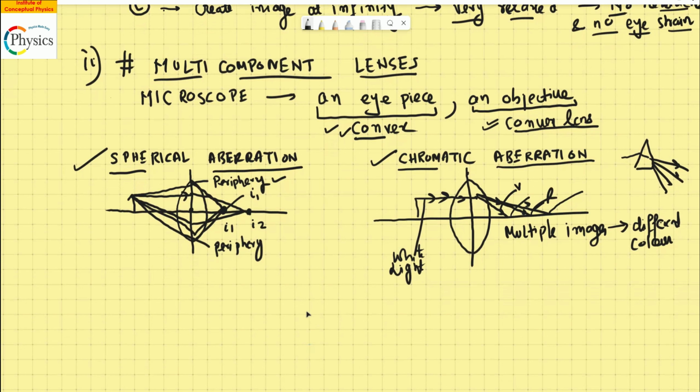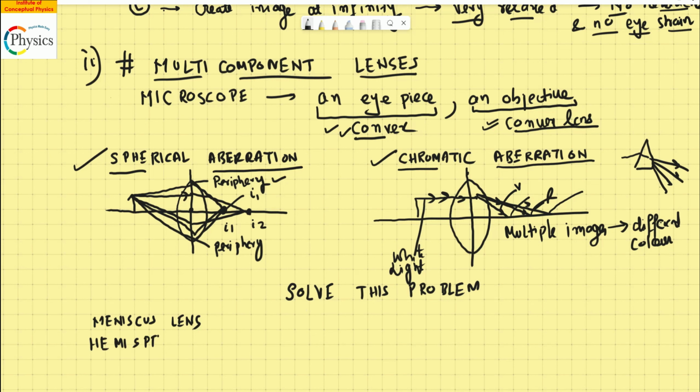Now scientists found a way to solve this problem. How did they solve it? In the case of spherical aberration, they brought in something called a meniscus lens and a hemispherical lens.